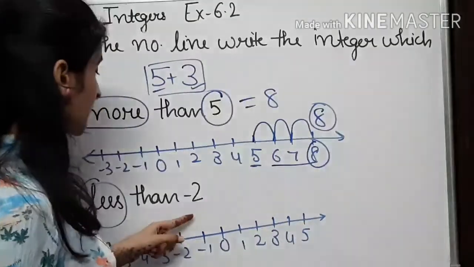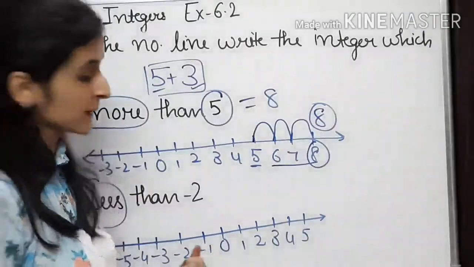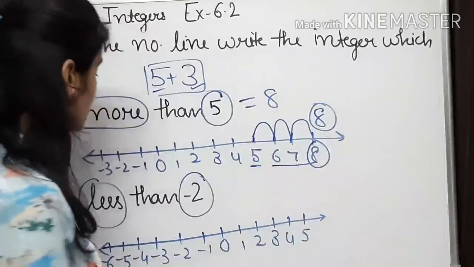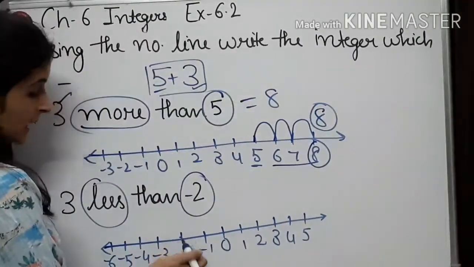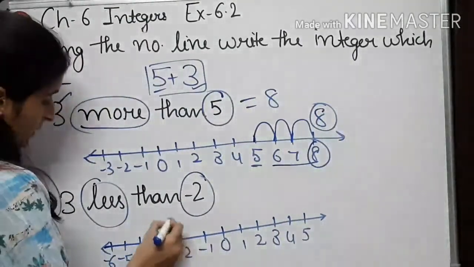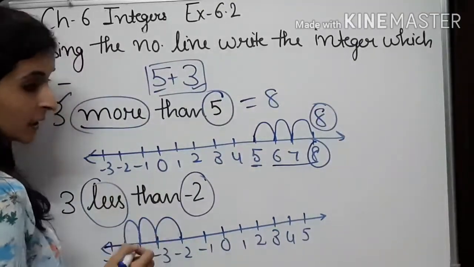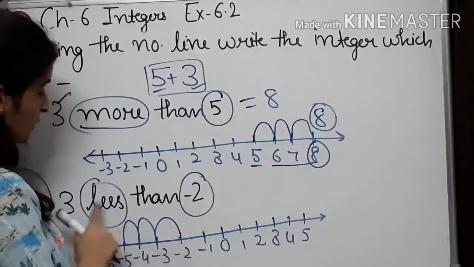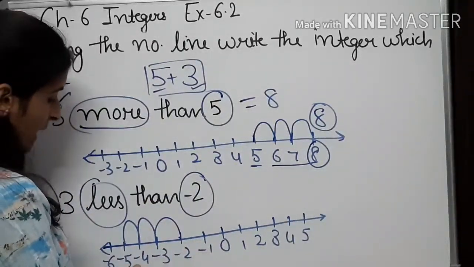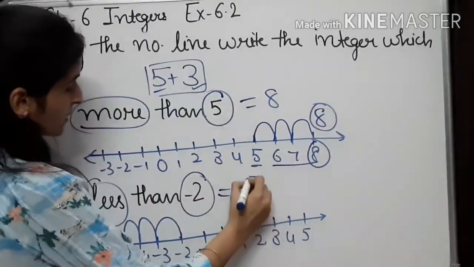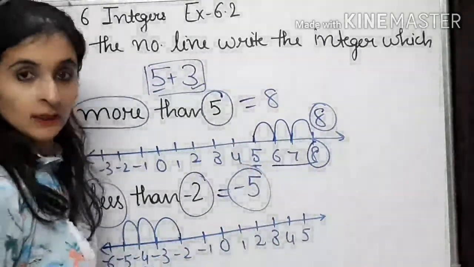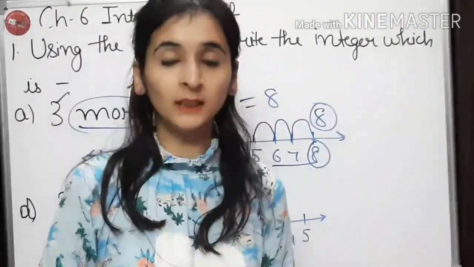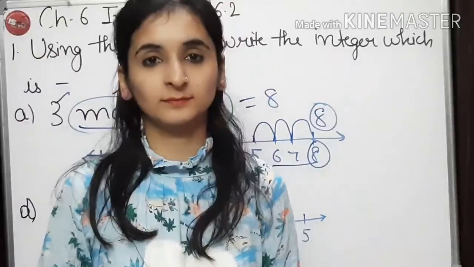So we have to take 3 steps to the left side from minus 2, and we have to start from minus 2. So we will start from here and take 3 steps to the left: 1, 2, 3. So 3 less than minus 2 is minus 5. So the answer is minus 5, right? The rest of the 2 parts you have to try to do yourself. Okay. Now let's come to the next question.